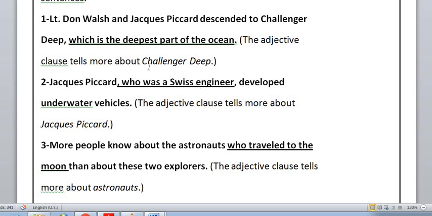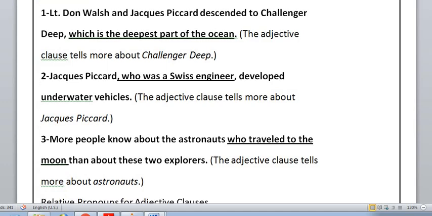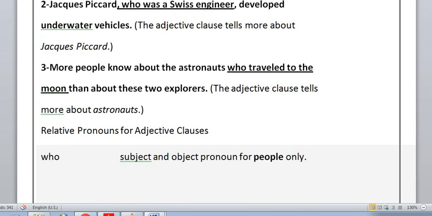So, who was a Swiss engineer describes or modifies which noun before it? Jacques Picard. All right. So the adjective clause tells more about Jacques Picard. It's more, but not an essential part of the sentence.